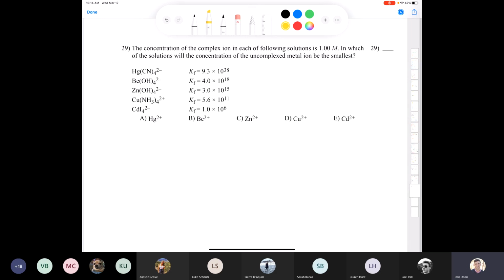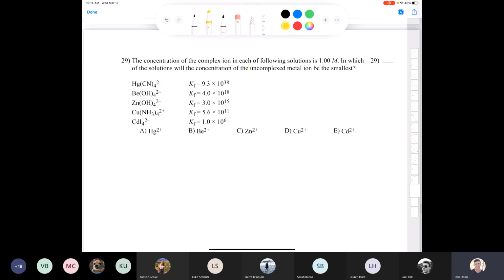Okay. Question 29 says the concentration of the complex ion in each of the following solutions is 1.00 molar. In which of the solutions will the concentration of the uncomplexed metal ion be the smallest? This one I read twice, because I did the exam by myself really quickly. And it says uncomplexed metal ion. So that means that the metal ion is in solution, right, if it's not complexed, because these are all complexes here.